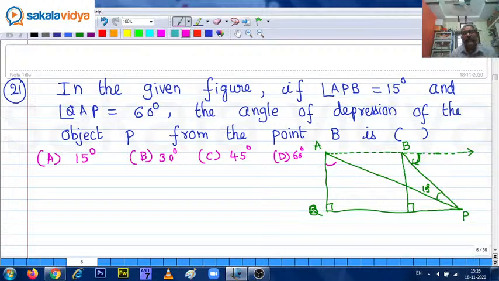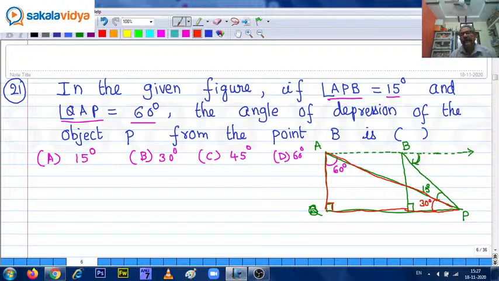So this angle is given. This angle is 60 degrees given. See, angle QAP is equal to 60 degrees. Angle APB is 15 degrees. Okay, let me explain with clear concept. See, take this triangle. Consider this triangle. So this is 90 degrees. This is 60. 90 plus 60 is 150. 180 minus 150 is 30 degrees. It will be 30 degrees.